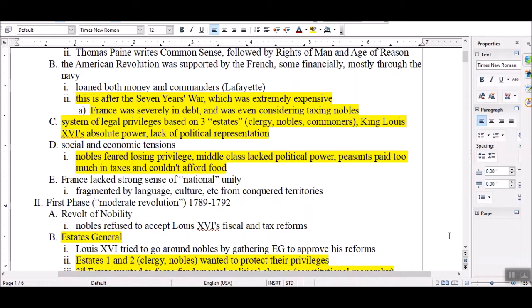So there was this system that was in place. It was the estate system. The estates described what political power you would have. The first estate was made up of the clergy. The second estate was made up of the nobility. And the third estate was made up of commoners.